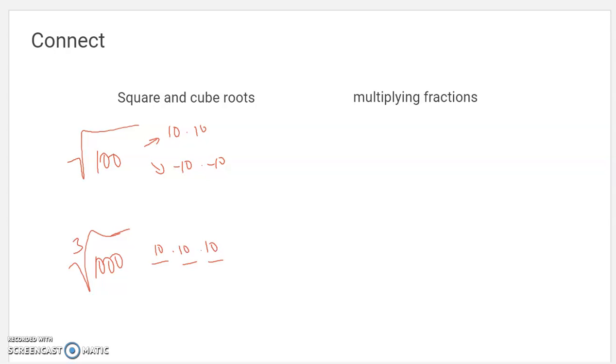Multiplying fractions also important, just so we're dealing with fractions today and roots and multiplying and stuff like that. Multiplying fractions, don't forget, that is the easy fraction operation. All you've got to do to multiply fractions is multiply the numerators, multiply the denominators, you're done. So that's going to be important today too.